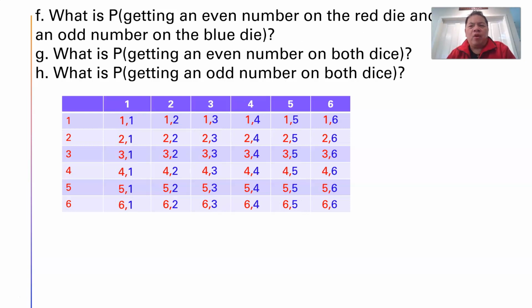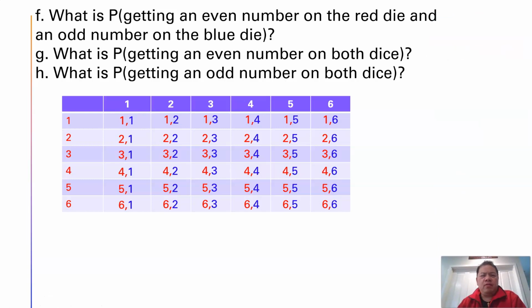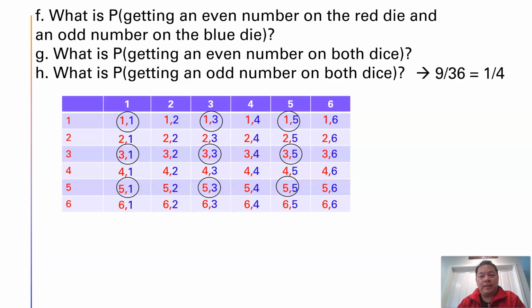What about getting an even number on both dice? Let's again look at all the possibilities of getting even on both dice. So it will be 2,2, 2,4, 2,6, 4,2, 4,4, 4,6, 6,2, 6,4, 6,6. And coincidentally, there are also 9 outcomes out of that 36, which is 1/4. Okay, moving on. What's the probability of getting an odd number on both dice? Again, let's look at the possibilities: 1,1, 1,3, 1,5, 3,1, 3,3, 3,5, 5,1, 5,3, 5,5. Again coincidentally there are 9 out of 36 of them, which is a 1/4 chance.